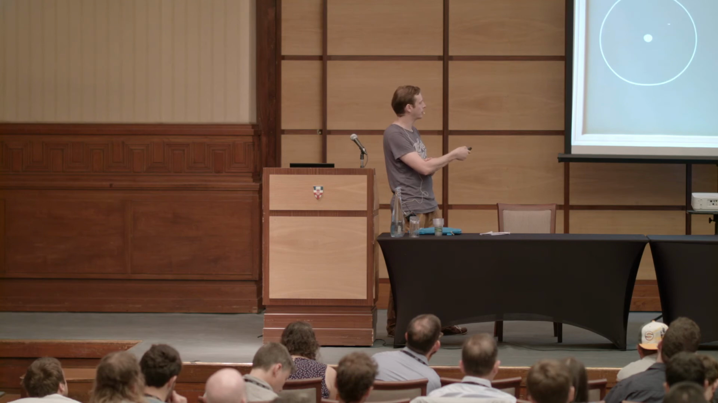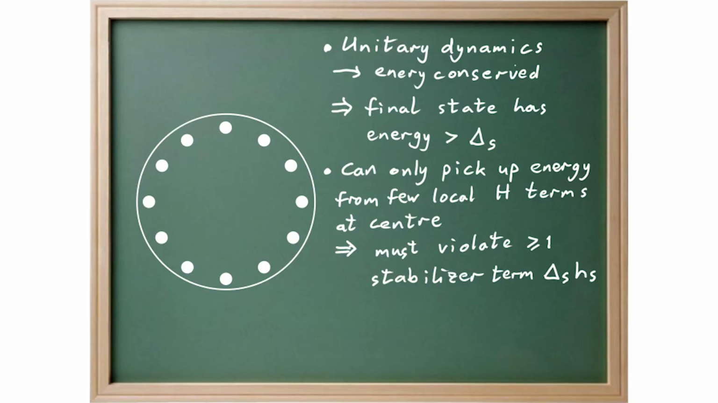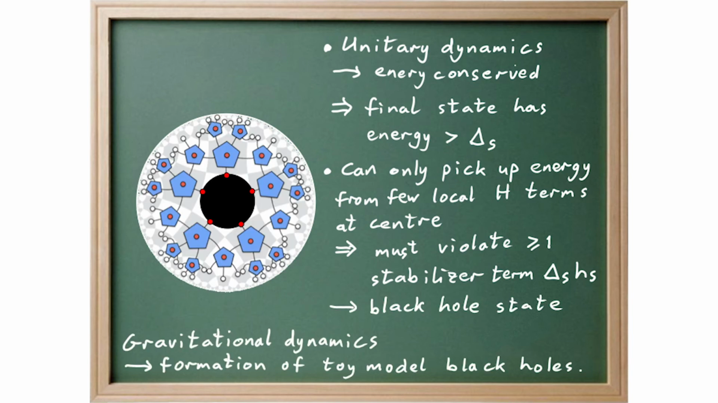Okay, so that's what this initial state has to look like on the boundary. Now when I evolve it to the final state, this dynamics is unitary, so energy is preserved. So I know that the final state also has energy bigger than my black hole energy scale. But now all of this state looks in the bulk like something where I just apply an operator, an excitation, at the center. That can only violate, in my error correcting code, stabilizers that come from just a few stabilizers near the center. But you can't pick up enough energy from this Hamiltonian unless you actually violate one of the stabilizers and pick up energy bigger than delta S by breaking a stabilizer term. And we know what breaking a stabilizer looks like.